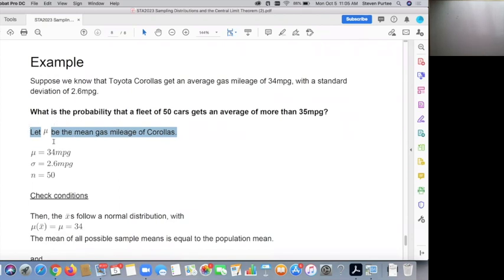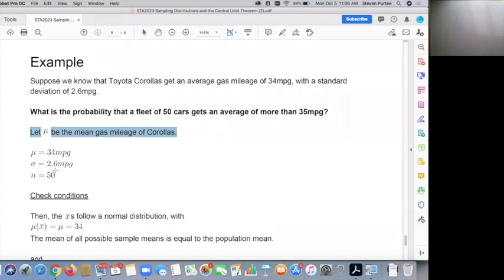With proportion problems, our main variable is little p. With mean problems, it's mu. So it's the first thing we write down. Let mu be whatever it is we're trying to study. We're told that mu is 34, sigma is 2.6, and then we do samples of size 50.